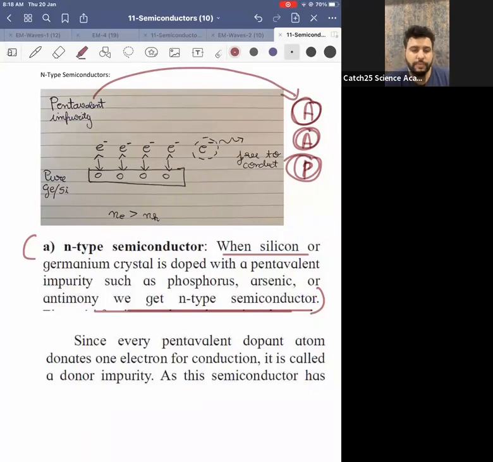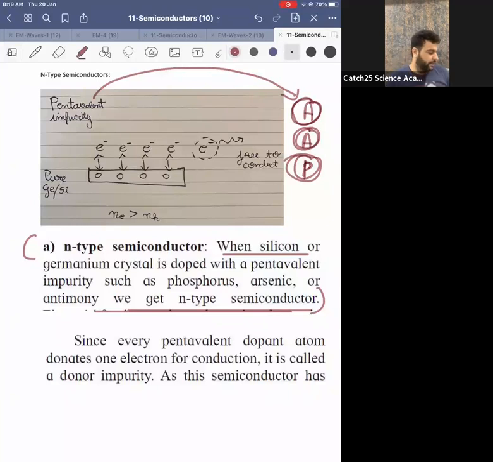Silicon/germanium have 4 holes in the outermost orbit. Full stop. Now, when pentavalent impurity is added, 4 electrons combine with 4 holes, leaving behind one free electron to conduct.